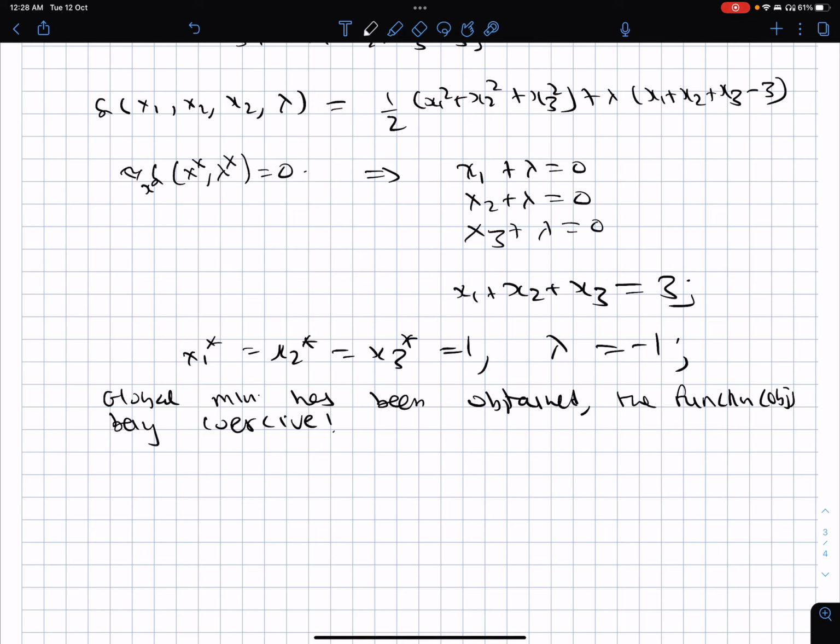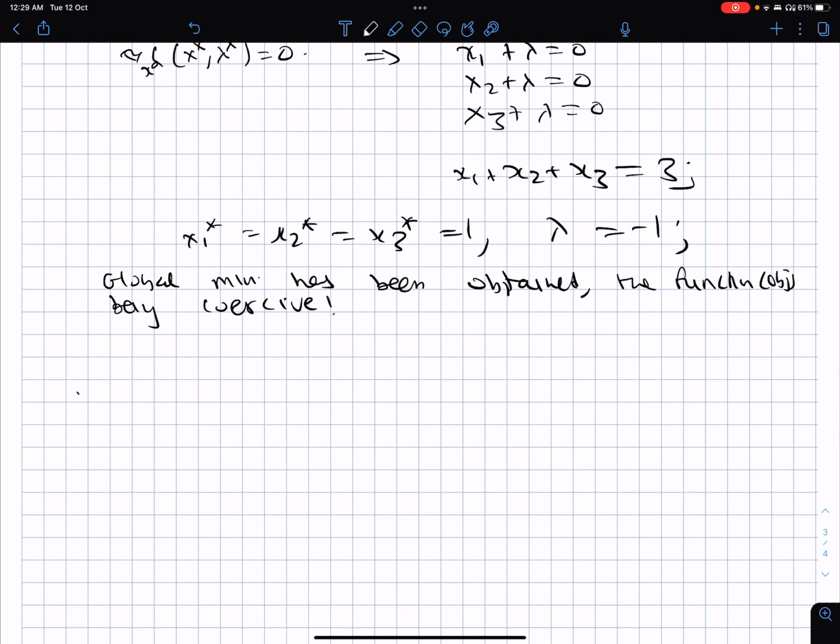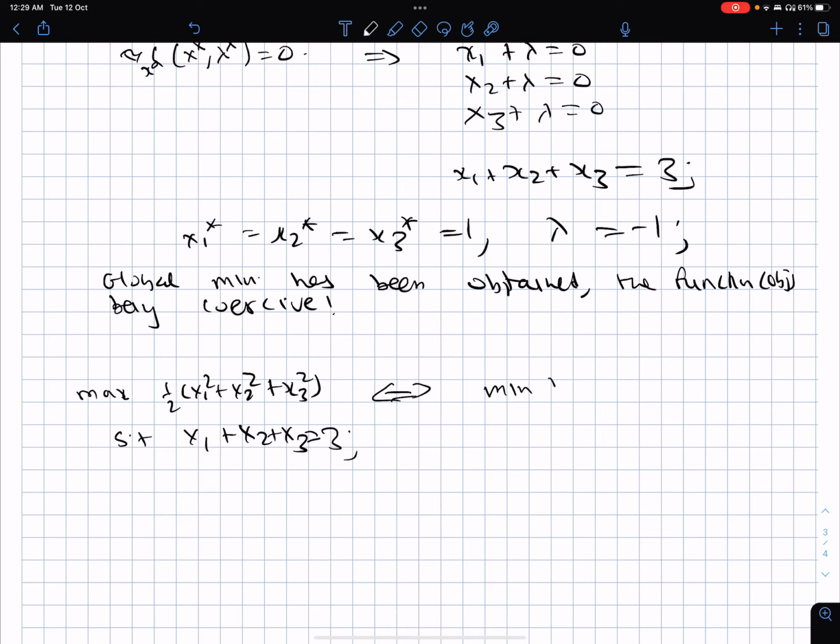But sometimes just obtaining this will not suffice. Why would that be? Because suppose I had told you that our problem is maximize half of x1 square plus x2 square plus x3 square subject to x1 plus x2 plus x3 equal to 3. Then the first thing that you should do is convert it into an equivalent minimization problem, because all the theory we are developing is for minimization problems.